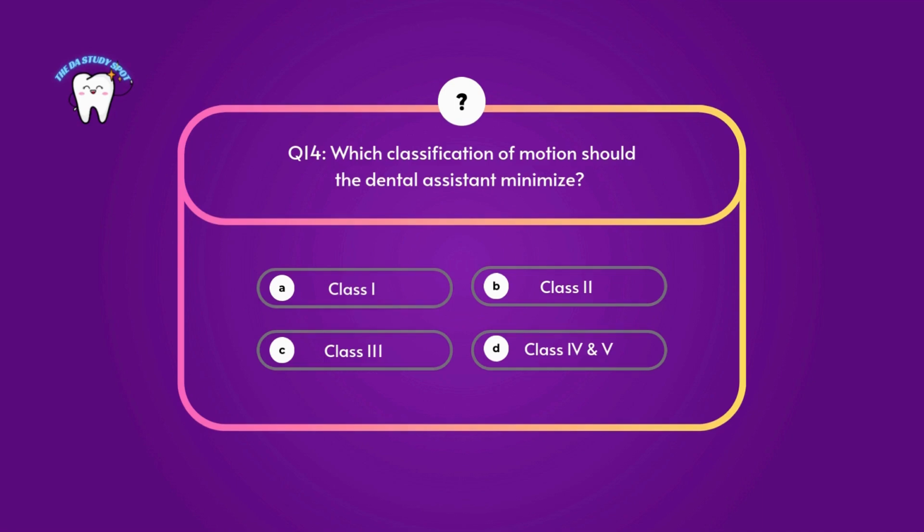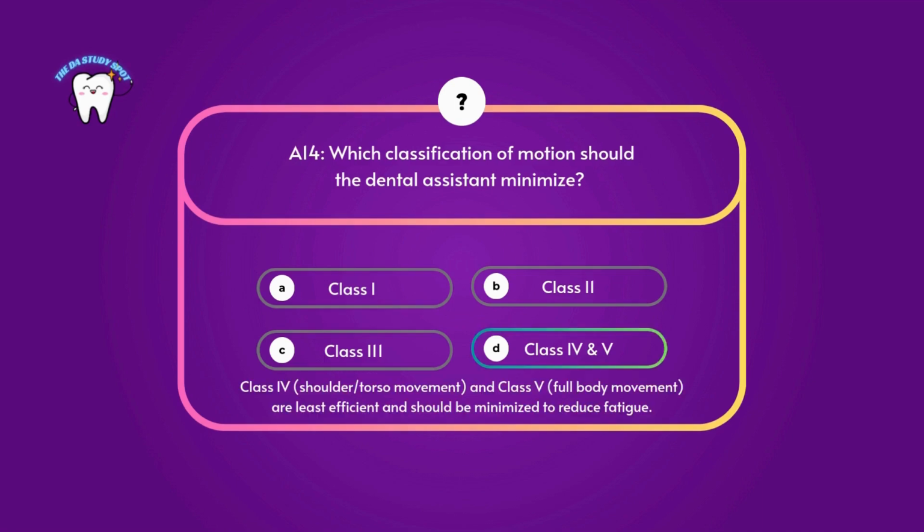The answer is D. Class 4 and 5. Class 4, shoulder torso movement, and Class 5, full body movement, are least efficient and should be minimized to reduce fatigue.